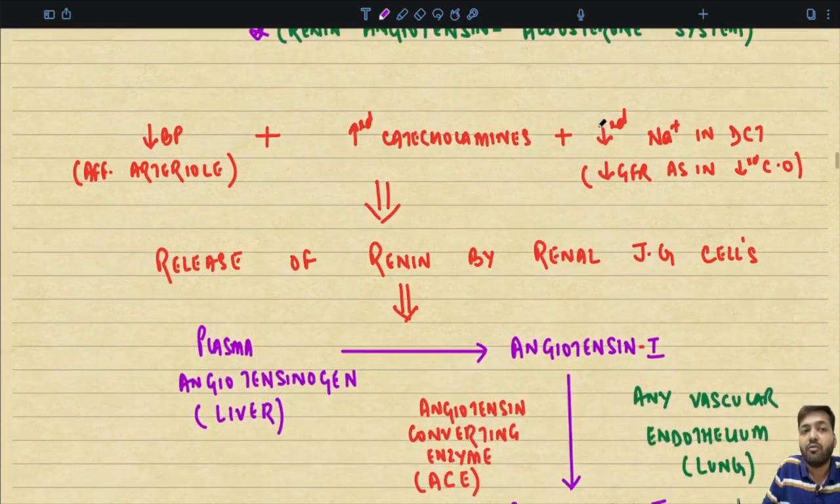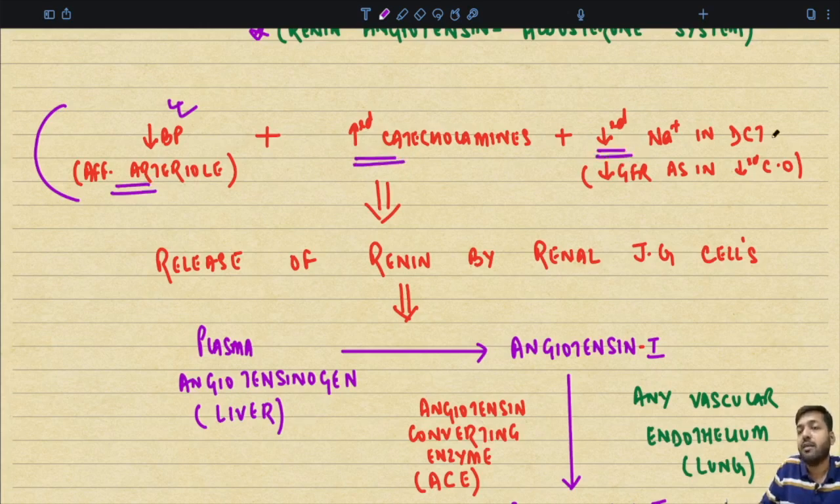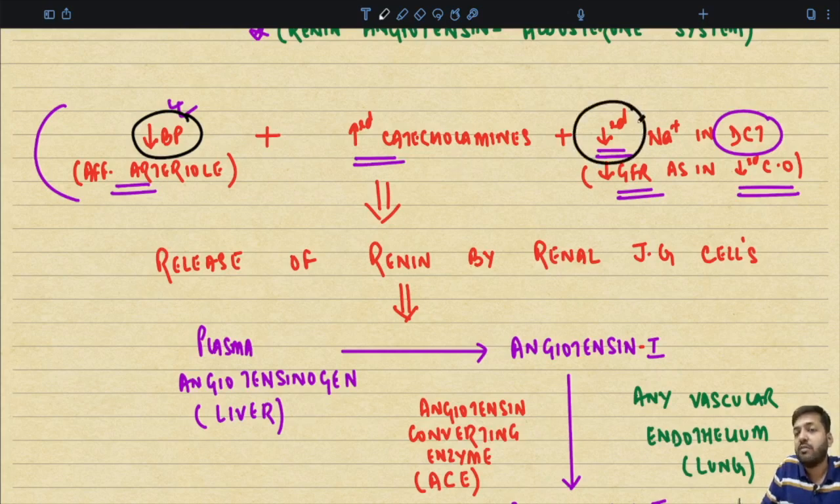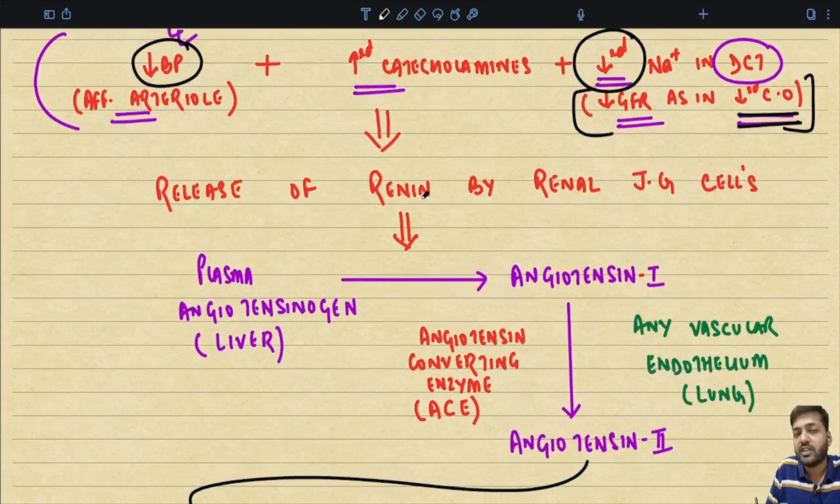So remember one thing, whenever there is a fall in the blood pressure sensed in the afferent arteriole, or whenever there is an increased release of catecholamines causing vasoconstriction, or there is a decreased amount of sodium sensed in the distal convoluted tubule secondary to decreased GFR, as in conditions of reduced cardiac output, in any of these three conditions, there will be a release of renin by the renal juxtaglomerular cells.